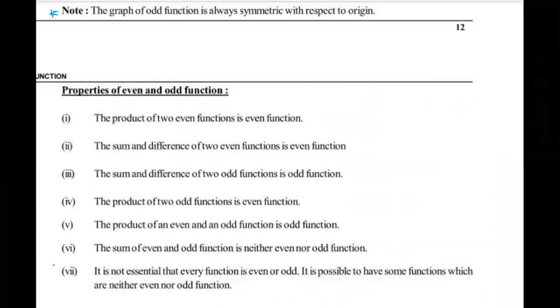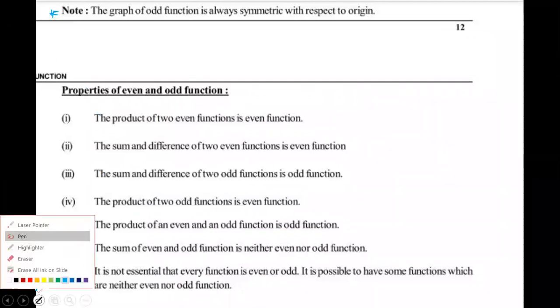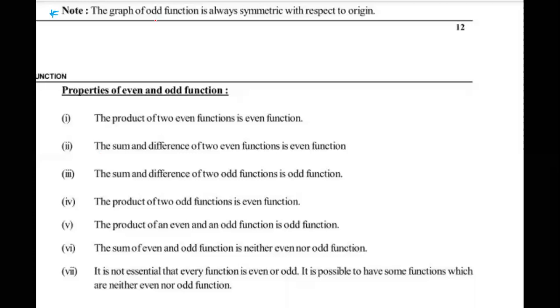So write down this note. See carefully. The graph of an odd function is always symmetrical about the origin. The best examples are x cube and sin x. Those are the best examples for odd functions.